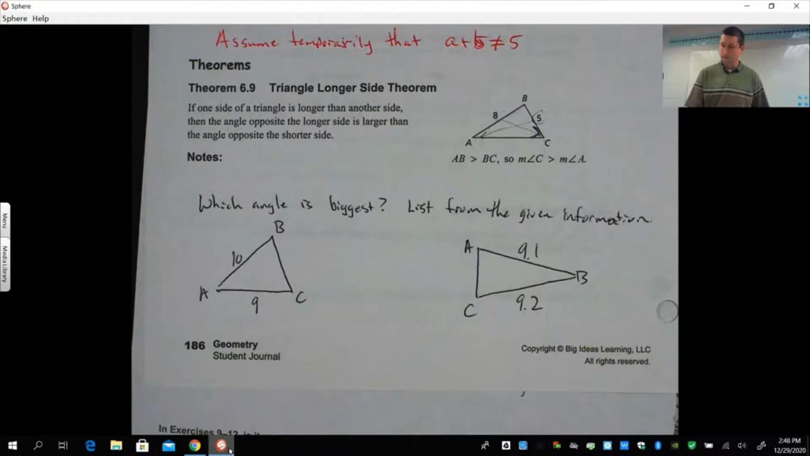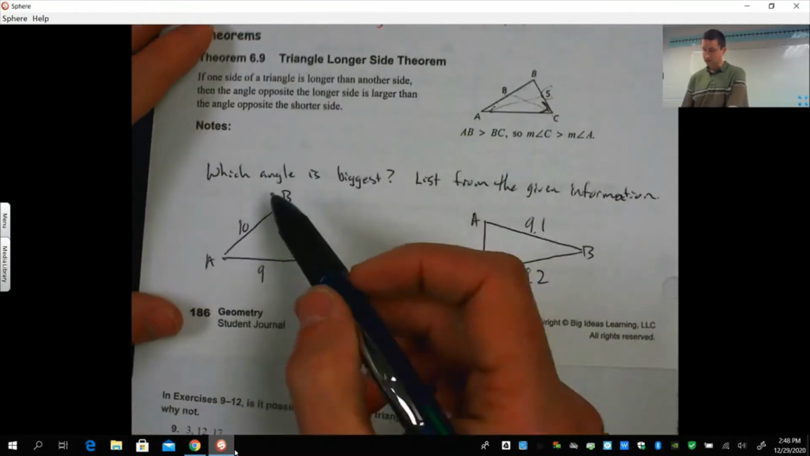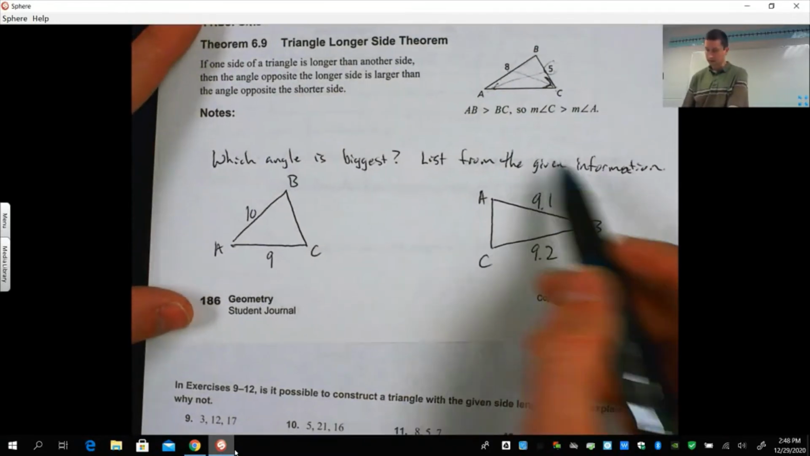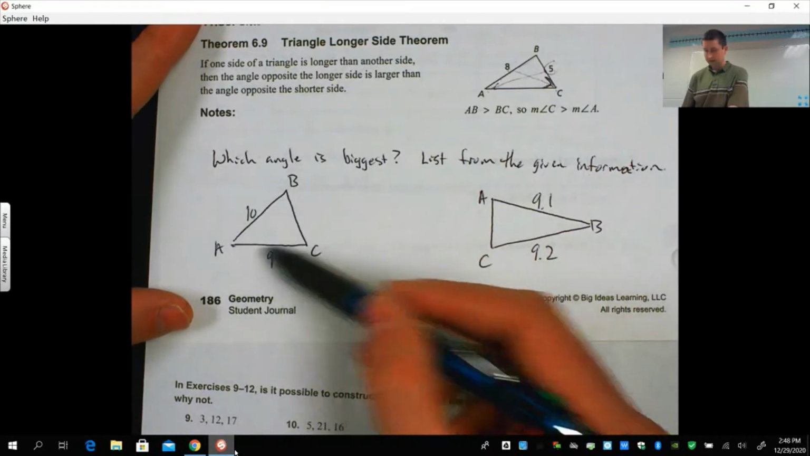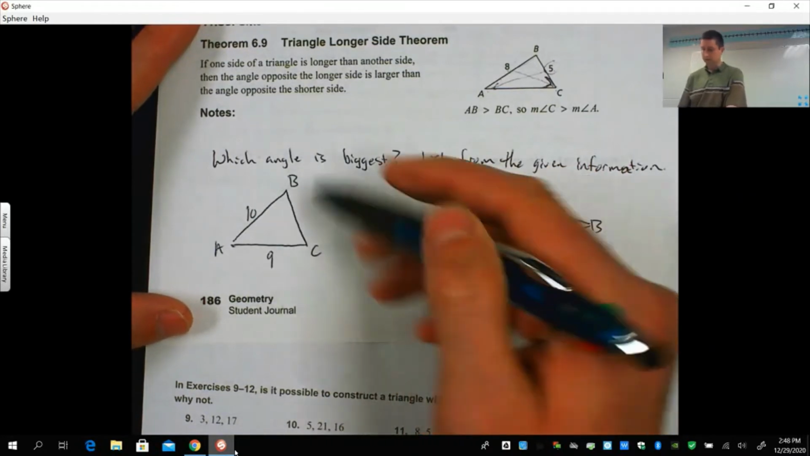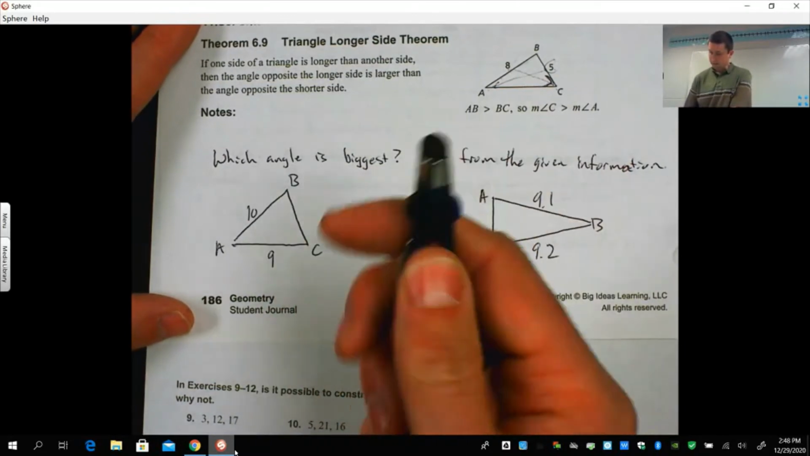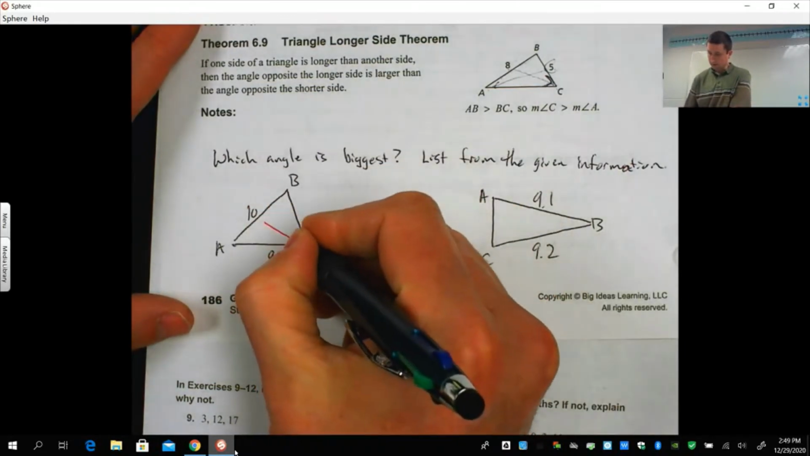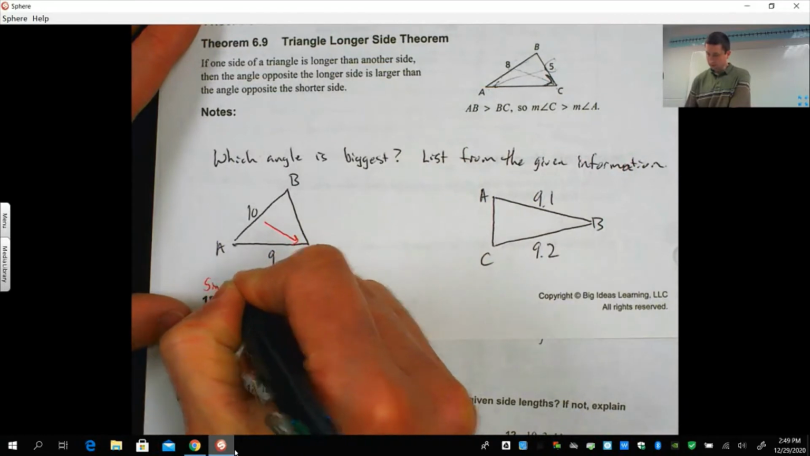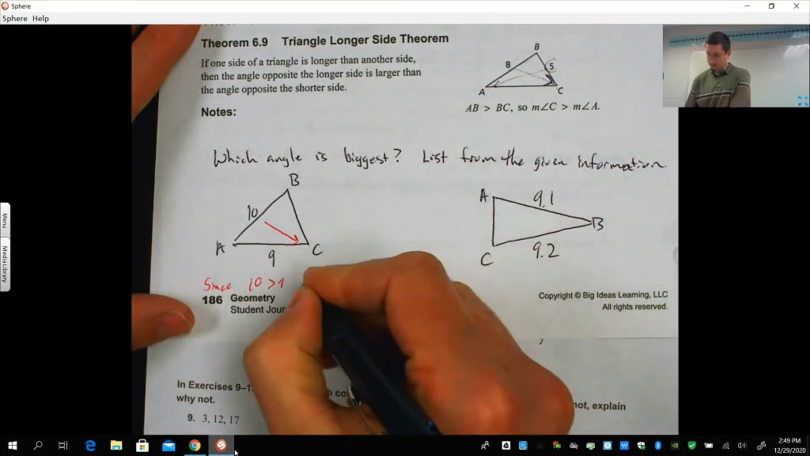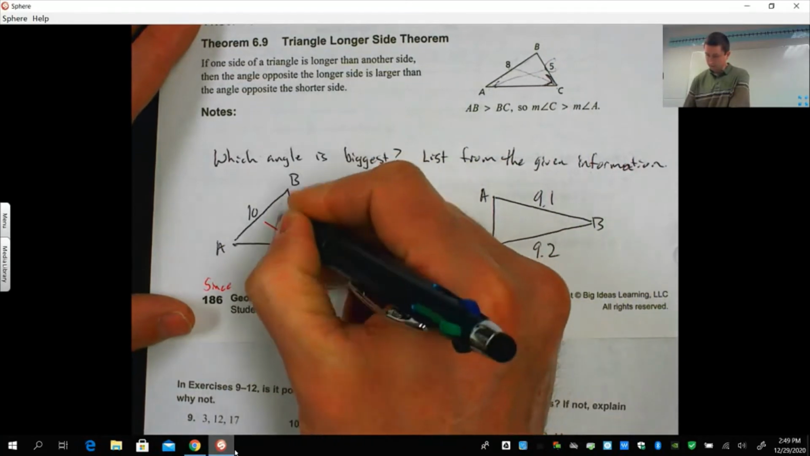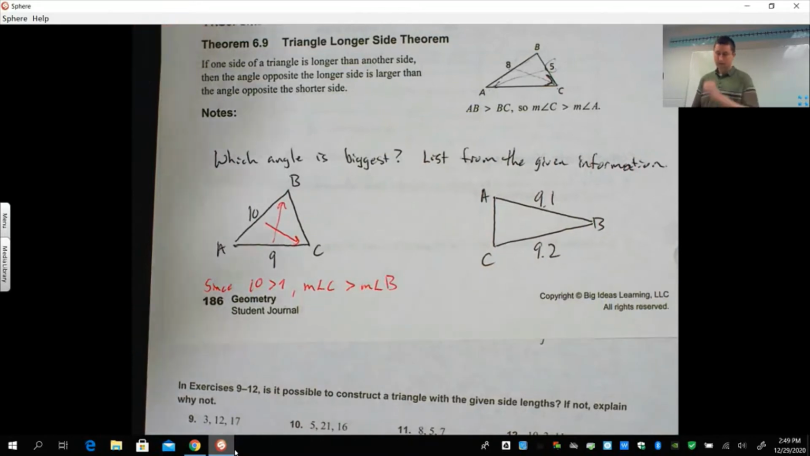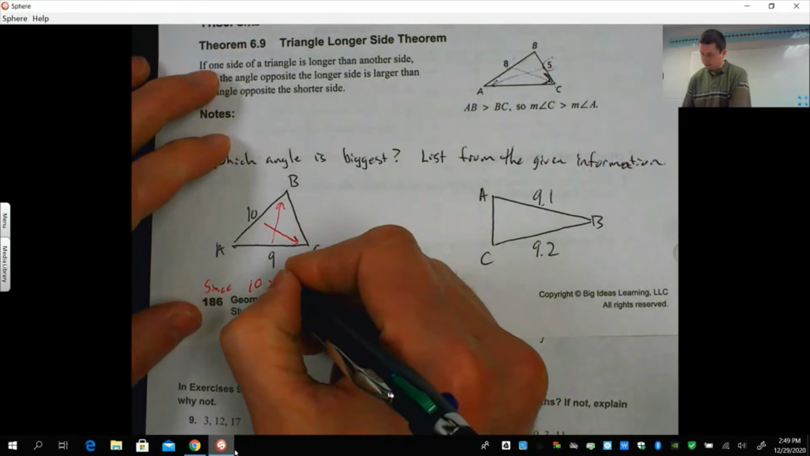So what we have here is they want to know which angle is the biggest. List from the given information. So we know AB is 10, AC is 9. So we don't know what BC is right now, but we know that since 10 is greater than 9, here's angle C. So since 10 is greater than 9, the measure of angle C is greater than the measure of angle B. Okay, since 10 is greater than 9, C has to be greater than B.